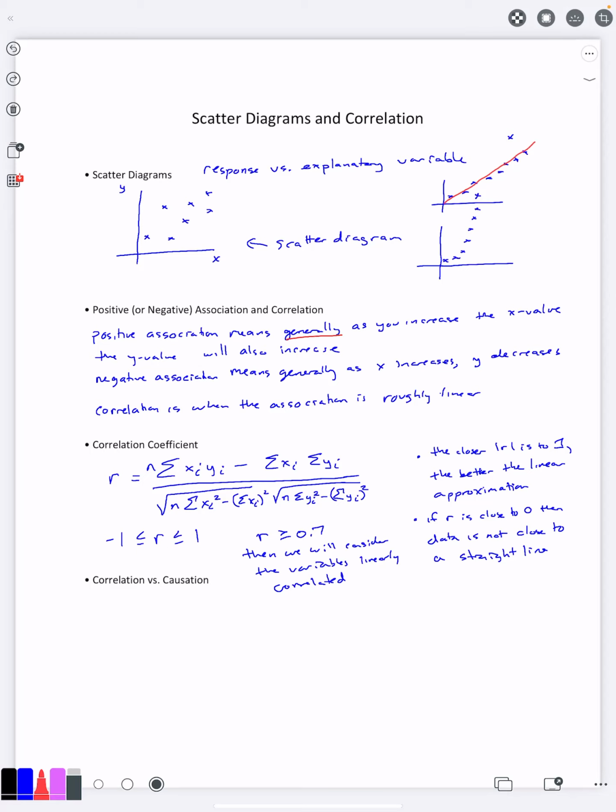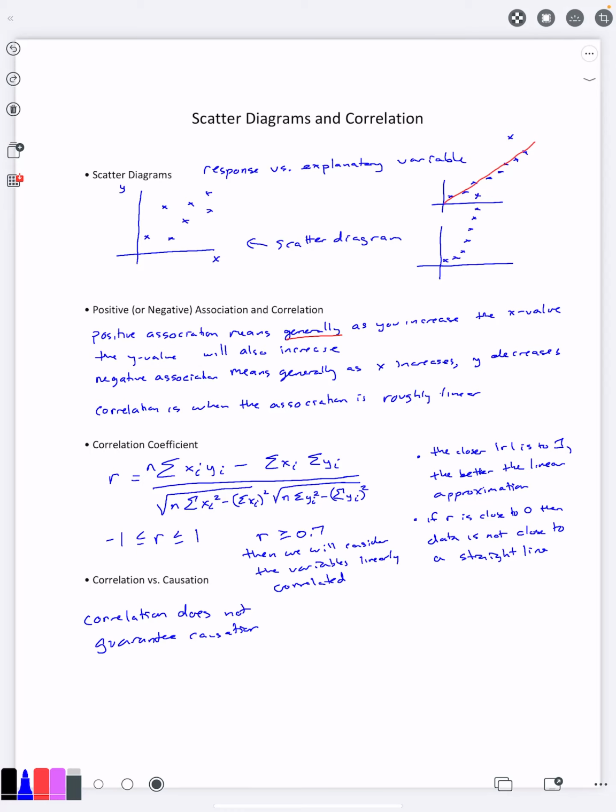But I want to point out here that correlation, see it says versus causation, so correlation does not guarantee causation. So just because you have two variables that are correlated, that have a nice relationship between them, does not mean that one of them causes the other one.